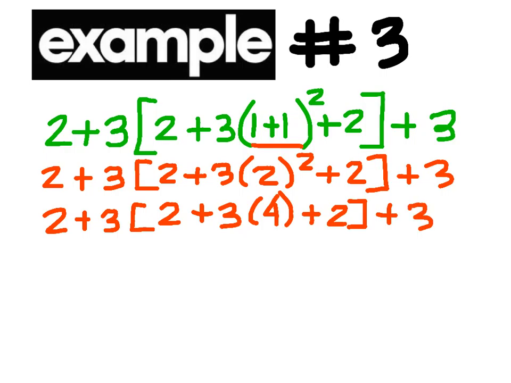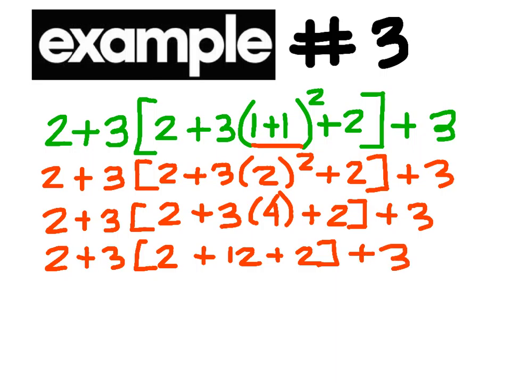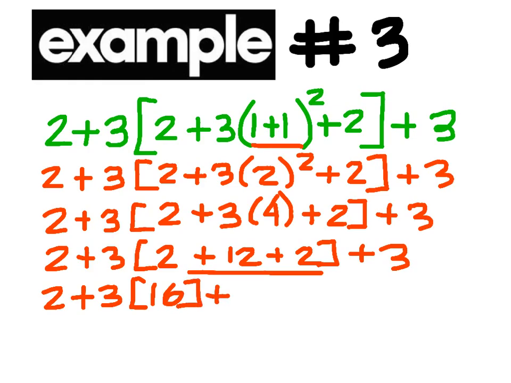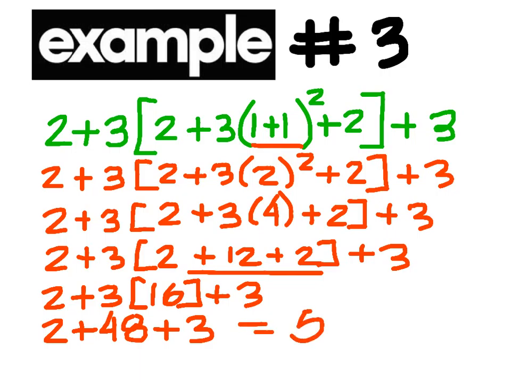Now go back to the brackets and then back to that multiplication. You're going to end up with 12. Now go back to the brackets and just add those up here. 2 plus 12 is 14 plus 2 is 16. And you have multiplication to do. 3 times 16 is 48. So now you just add them all up. 2 plus 48 is 50, plus 3 is 53.